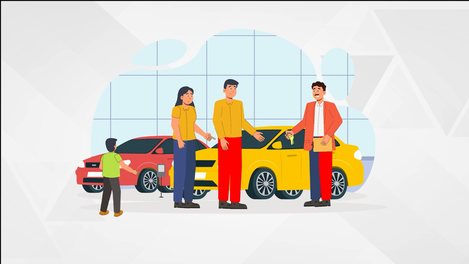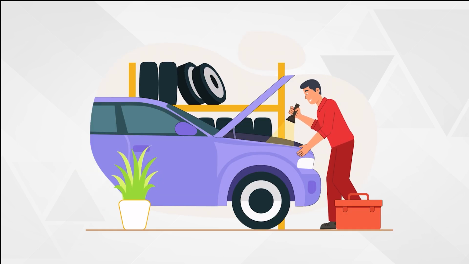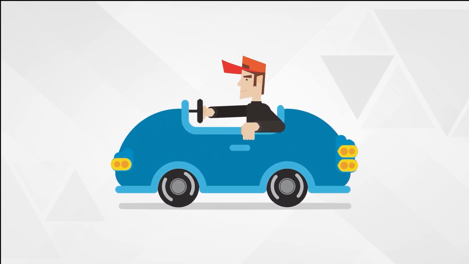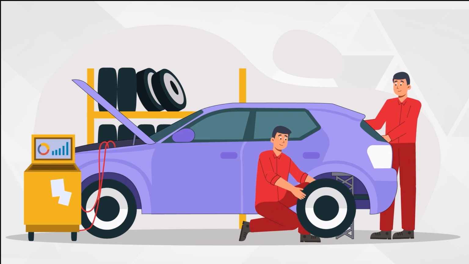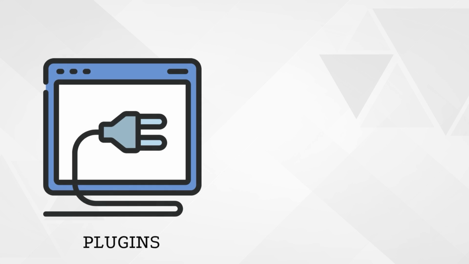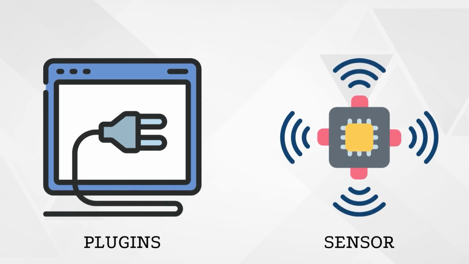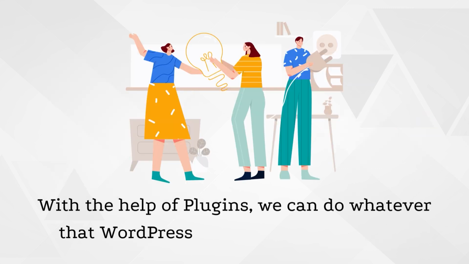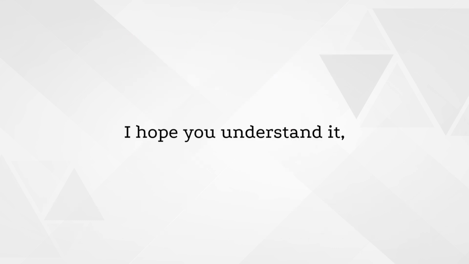For example, consider you want to buy a car for your business purpose. But you want to install the speed controller sensor to control the speed of your car. Because speed controlling sensor is not the inbuilt feature in most cars. So, you might contact the best sensor provider outside the car showroom, right? Similarly, in WordPress, the plugins fulfill the same role as sensors do here. With the help of plugins, we can do whatever that WordPress inbuilt feature can't do. I hope you understand it.